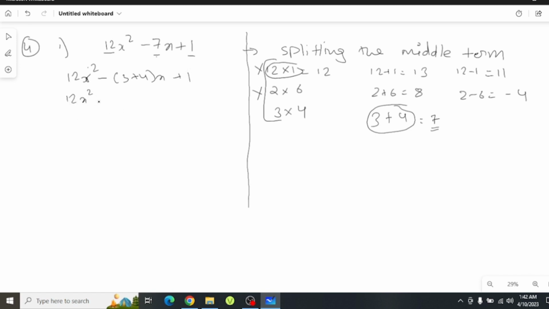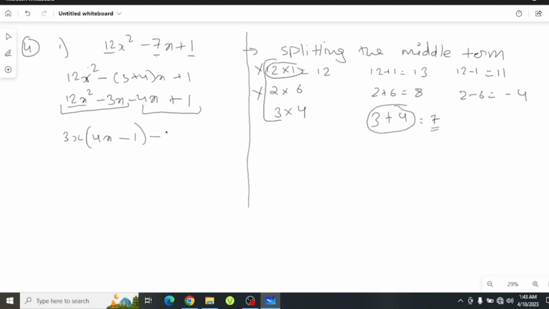Now we will open the bracket, so it will become minus 3x minus 4x, then we have to add 1. Now we have to find the common terms in these pairs. So in the first pair the common term is 3 and x. If we take out 3x from this term, the remaining term will be 4x, and here the remaining term will be minus 1. Similarly, we have to find the common term in these two terms. There is nothing common between them, so the only common number will be 1.